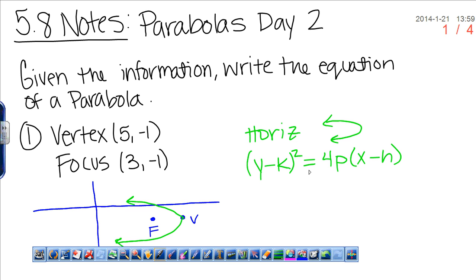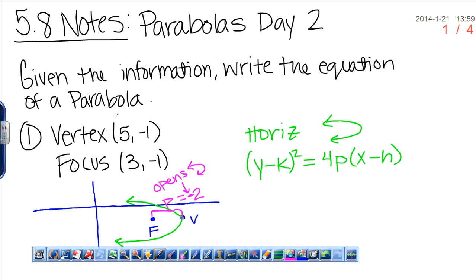So the piece of information that we're missing right now is the 4p. So we need to use our picture and our information to come up with what our p value is. What is p going to be in this situation? 2. Now, the tricky part is that because this opens to the left, what do you know that p has to be? Negative. Yeah, p is going to have to be negative. Okay? Anytime you open left or down, your p value is going to be negative.